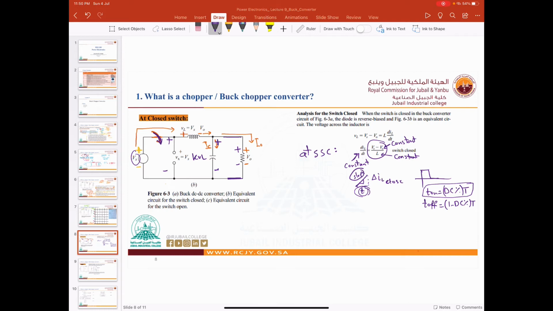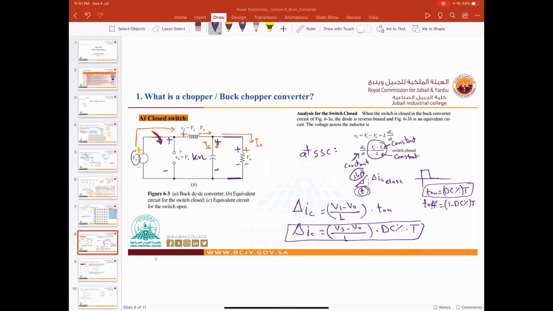So in order to find it, we can write here like this. Delta I close is equal to Vs minus V out divided by L, multiplied by DC, multiplied by T on, right? Multiplied by T on. Now delta I close is equal to Vs minus V out divided by L, multiplied by duty cycle, multiplied by T. So this is our formula when the switch is closing.